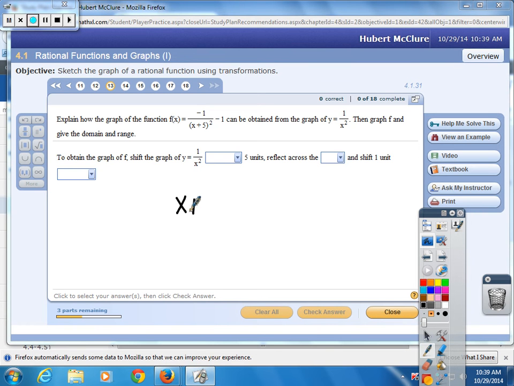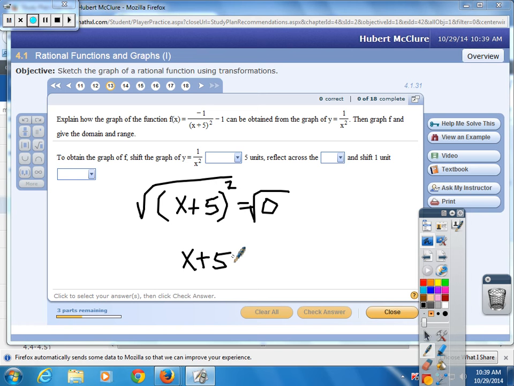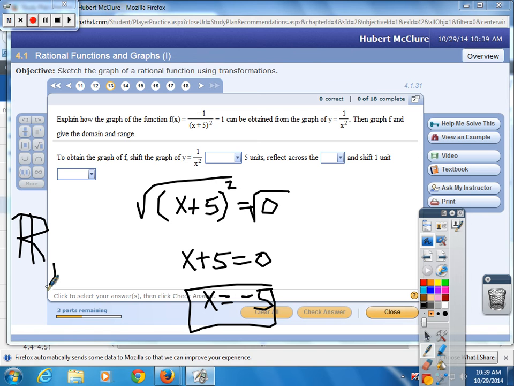So (x plus 5) squared is equal to 0. Take the square root of both sides. x plus 5 is equal to 0. x is equal to negative 5. So what does x equal to negative 5 mean? If I plug in negative 5 into the function, what will that do to the denominator? It'll produce 0 and the function will blow up, or it will be undefined. So we can use all real numbers except for x cannot equal what? Negative 5. There's your domain.